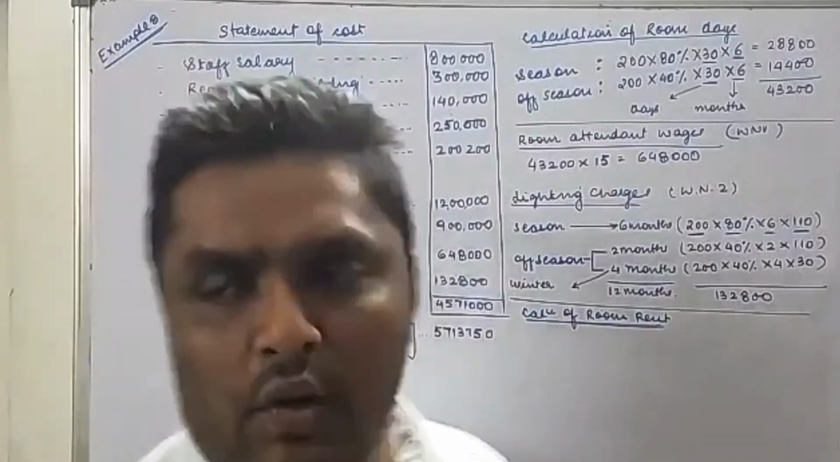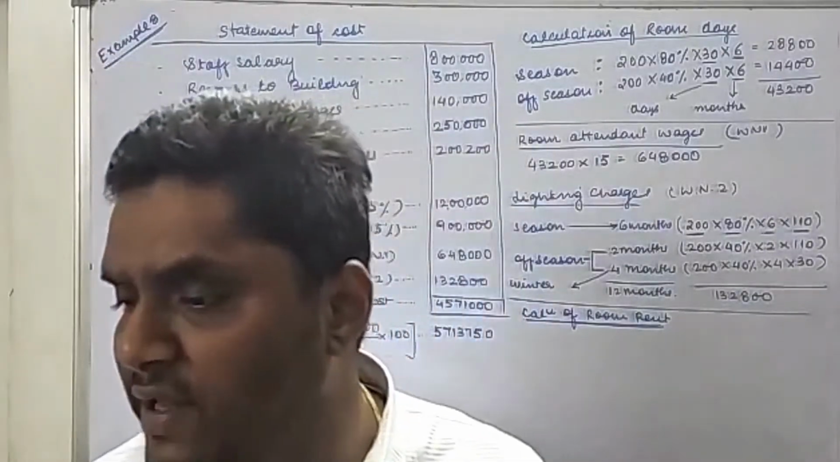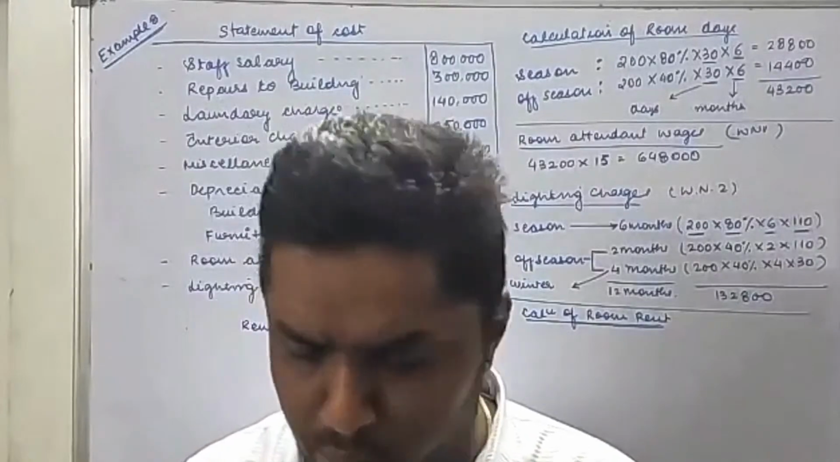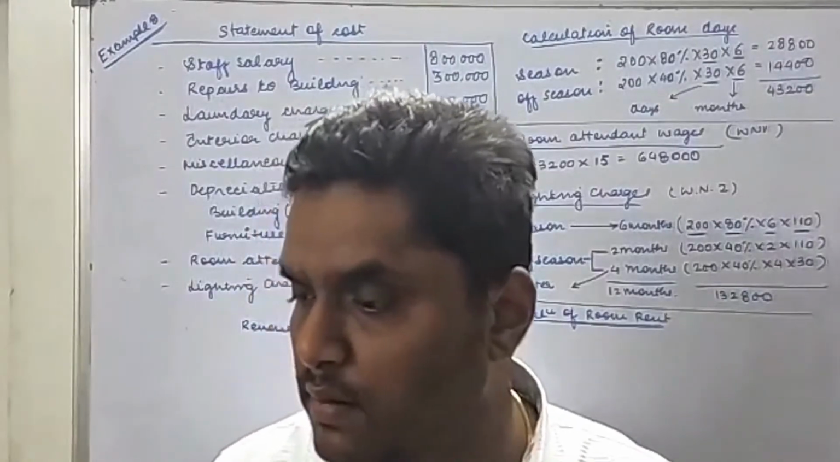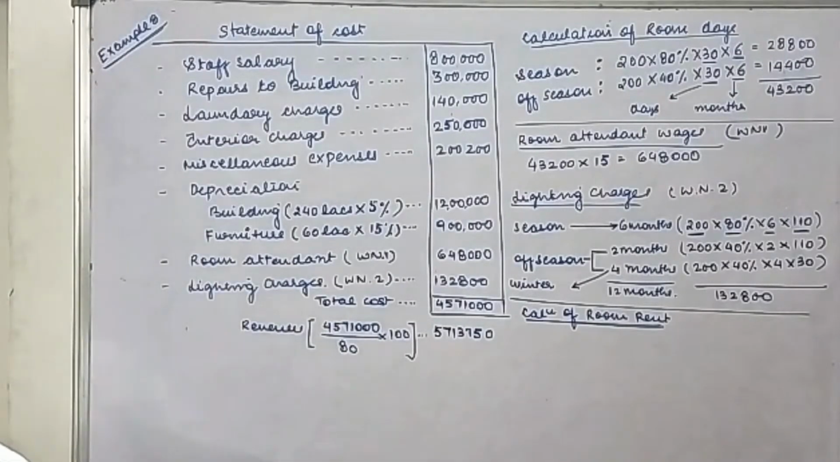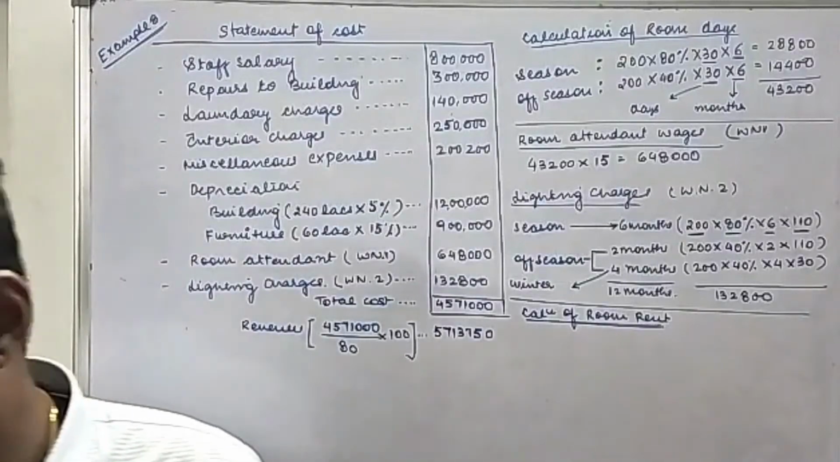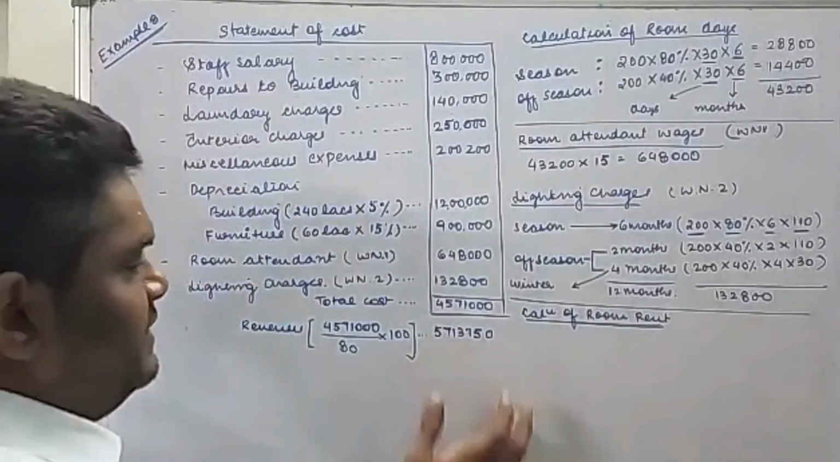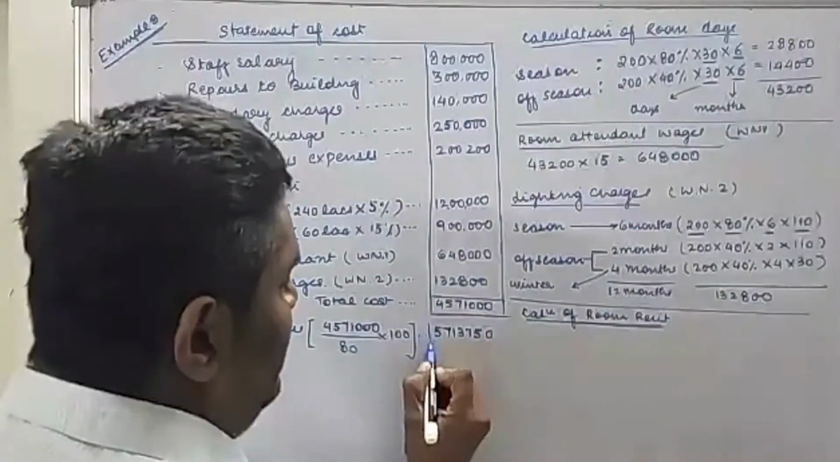Now we have to calculate the room rent. Till now, if anyone has any doubts or queries, you can please post. I'm giving you 2 minutes to post your queries. Now see, this much is the total expected revenue.